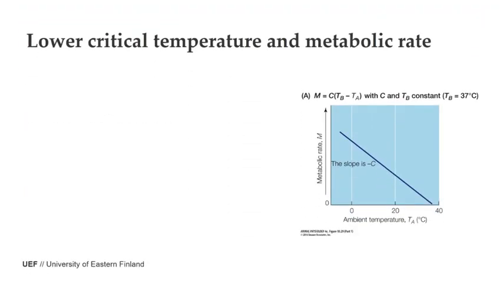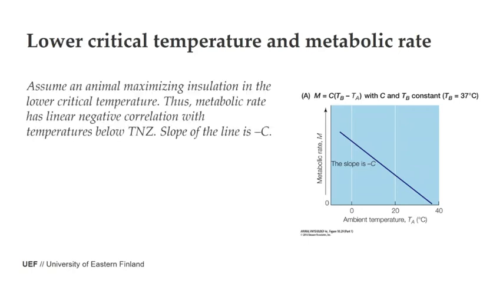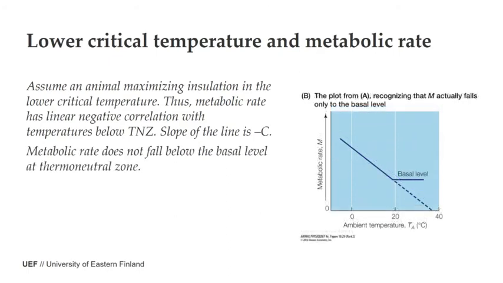So what happens to the metabolic rate at the lower critical temperature? We can assume that the animal is maximizing the insulation at the lower critical temperature. So after that, if the temperature is colder, the metabolic rate is linearly increasing in the cold. And the slope of this line depends on the conductance, and we can also turn the conductance into the insulation. So the metabolic rate doesn't fall below the basal line at the thermoneutral zone.